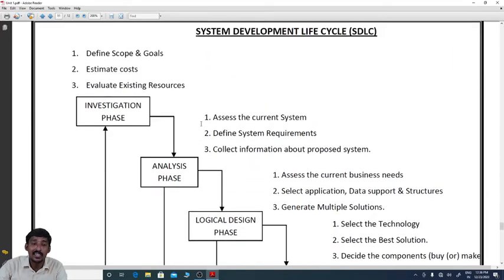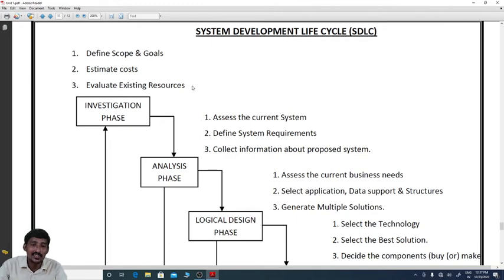The first one is called the investigation phase. In this investigation phase, first of all, we must define the scope and goals of the organization, and also the scope of every piece of the organization's information. Second, we need to define the cost of that information, and also identify the different kinds of resources and policies we have for security purposes. That is called the investigation phase.